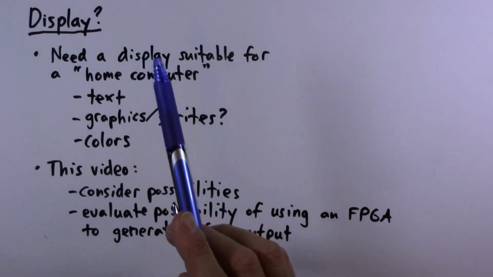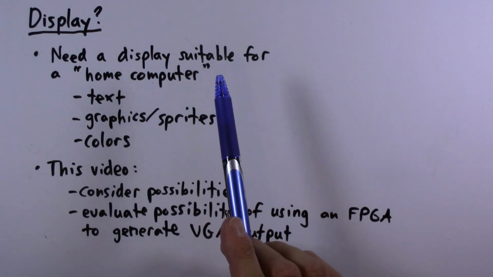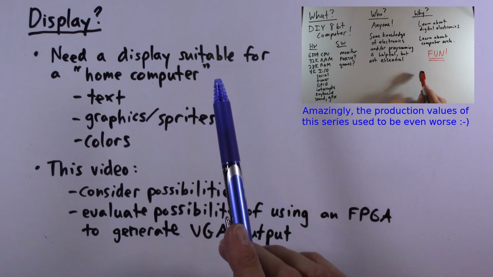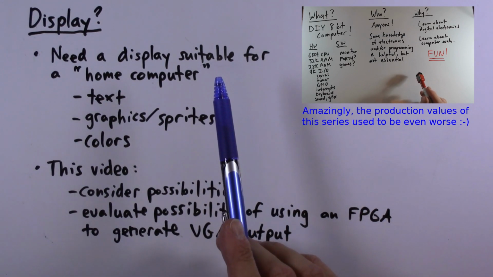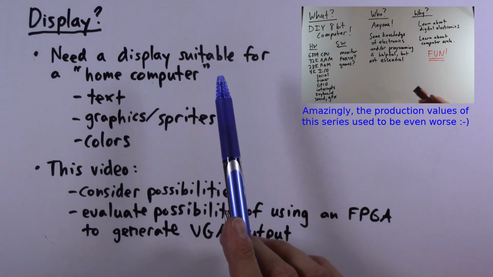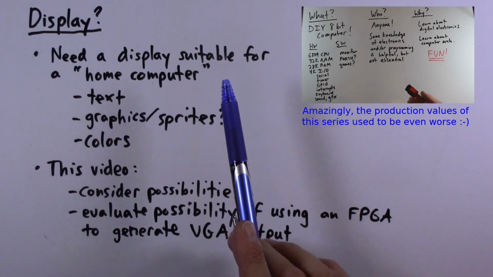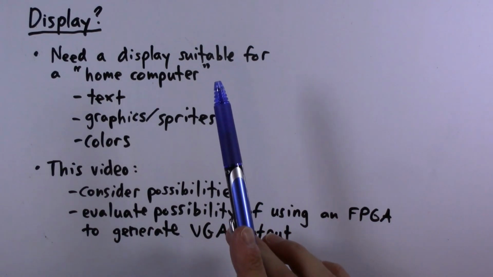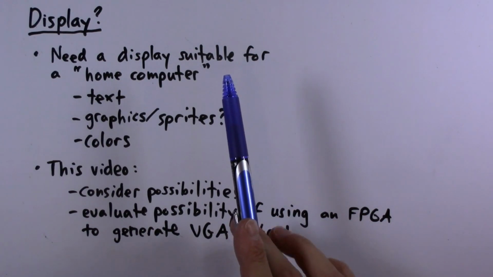Alright, welcome to episode 21. If you've been watching this series from the beginning and remember the first episode, you may remember that one of my goals for this 8-bit computer system is to have a display that would be suitable for running the kinds of programs that you would run on a home computer, and specifically a 1970s or 1980s era home computer.